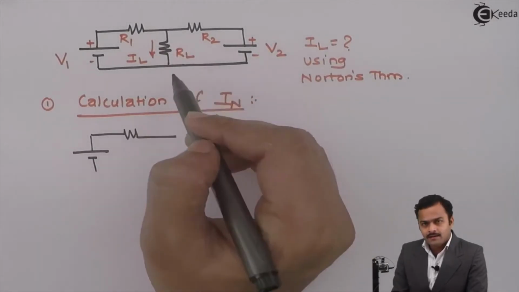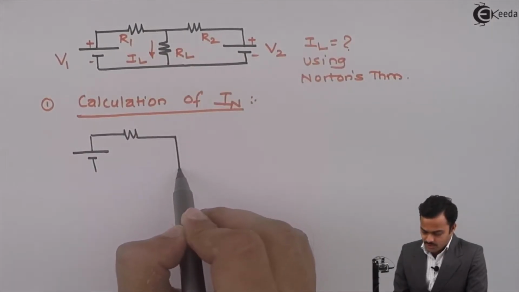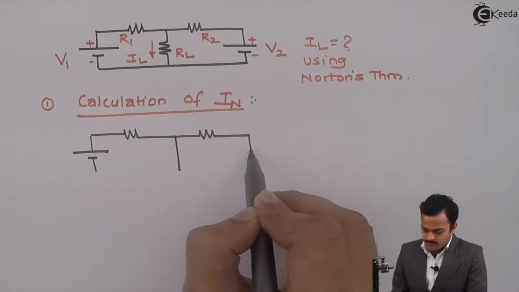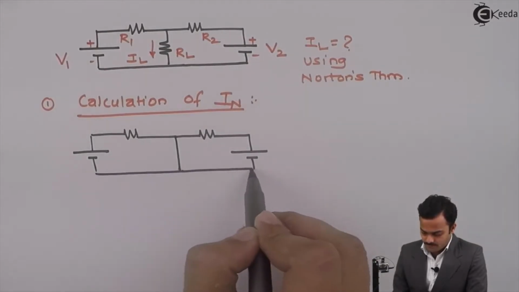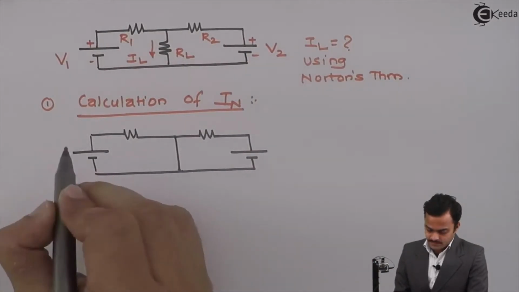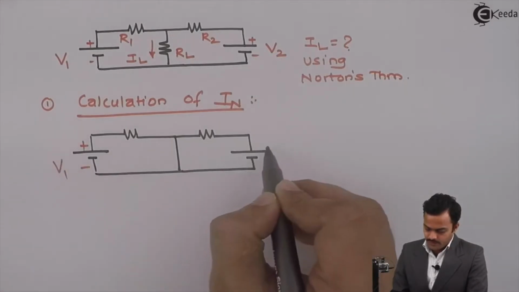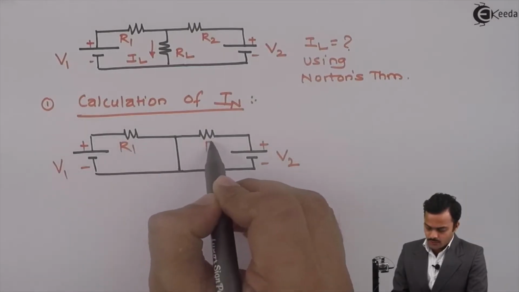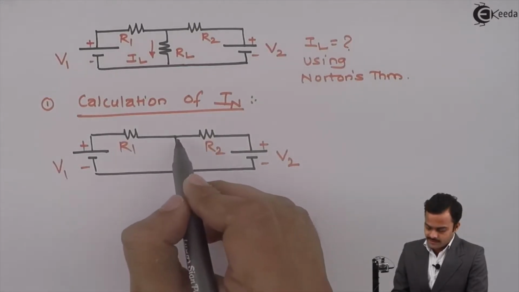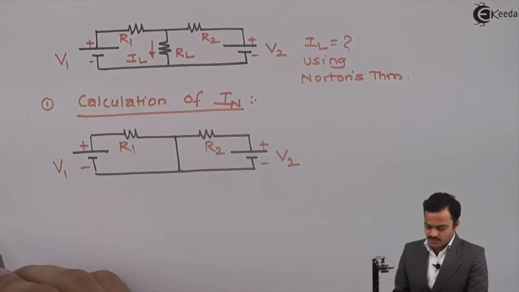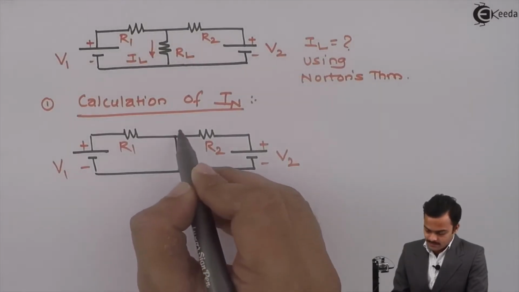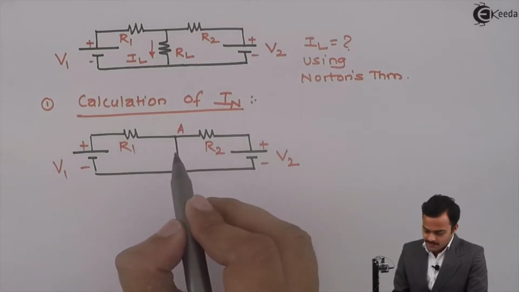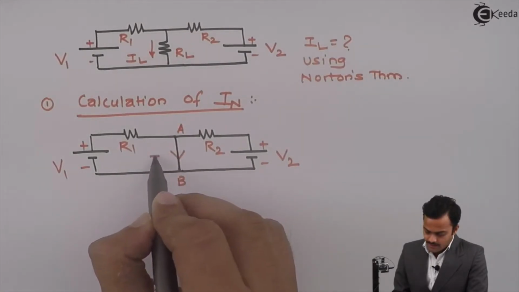Instead of this RL, I will have a short circuit link like this, and the rest of the circuit will be the same. So I will get this circuit with V1, V2 acting, R1, R2 remaining as they are. The only thing is that RL we replaced by a short circuit, so that I will get the part between A and B shorted, having current IN.